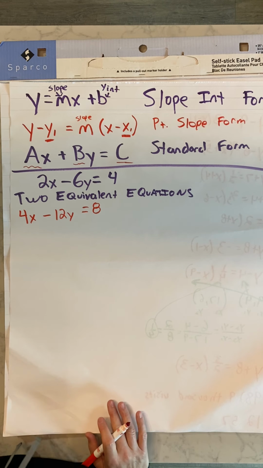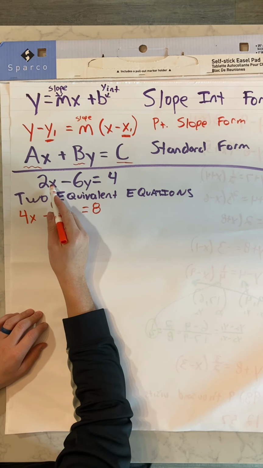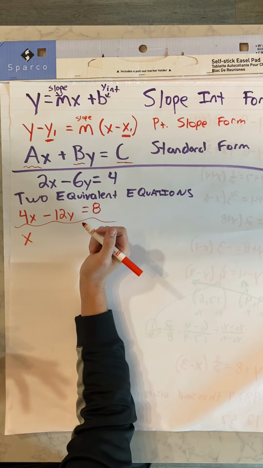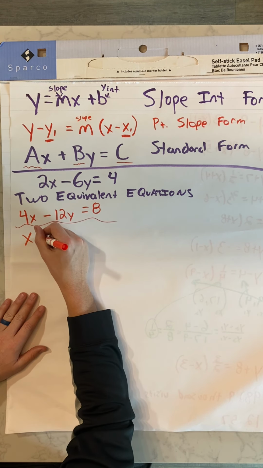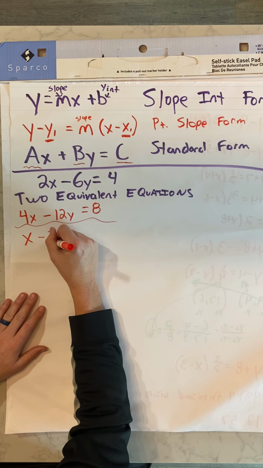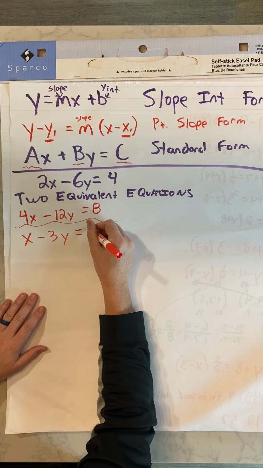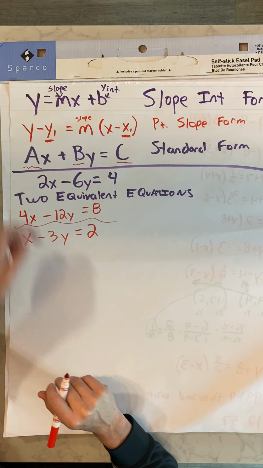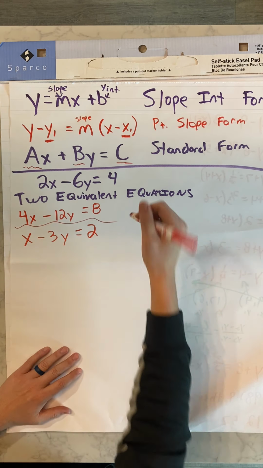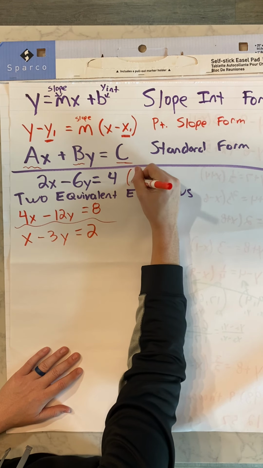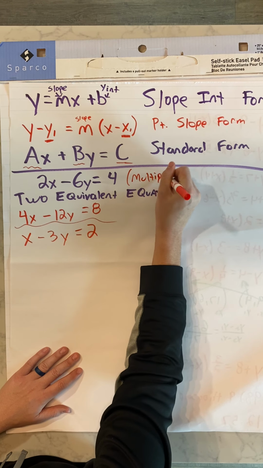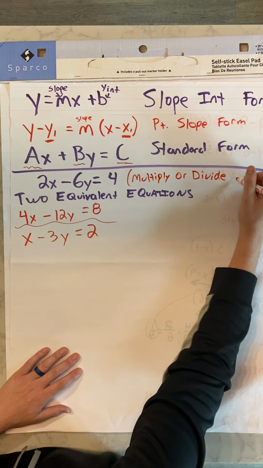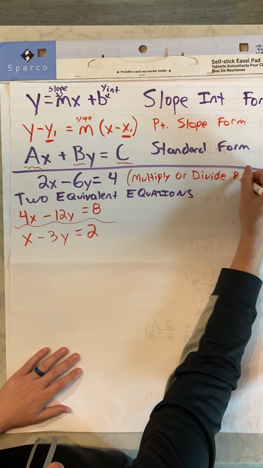Another thing we could do is divide. So let's divide each of them by 2. 2x divided by 2 is 1x, or x. Negative 6y divided by 2 is negative 3y. And that equals 4 divided by 2, which is 2. We wrote 2 equations that are equivalent to that. So to do that, we just multiply or divide each term by the same number.